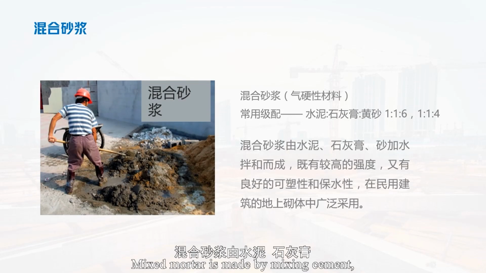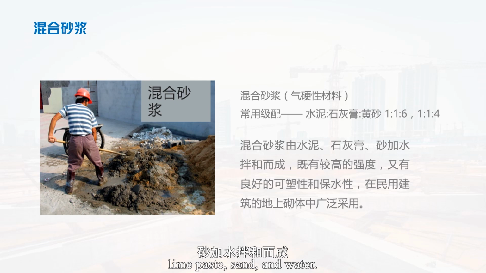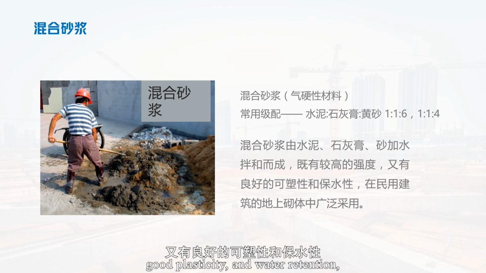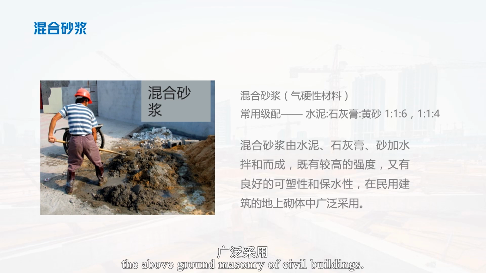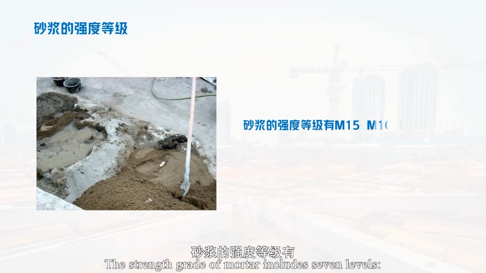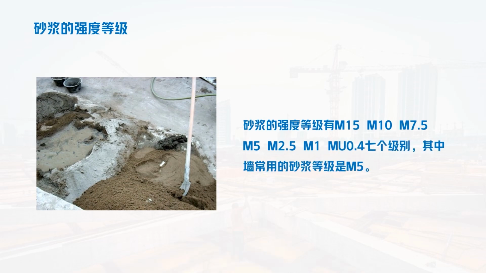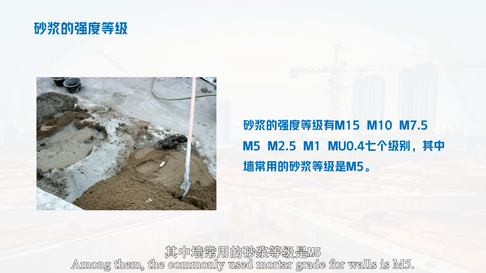Mixed mortar is made by mixing cement, lime paste, sand, and water. It has high strength, good plasticity, and water retention, and is widely used in the above-ground masonry of civil buildings. The strength grade of mortar includes 7 levels: M15, M10, M7.5, M5, M2.5, M1, and M0.4. Among them, the commonly used mortar grade for walls is M5.